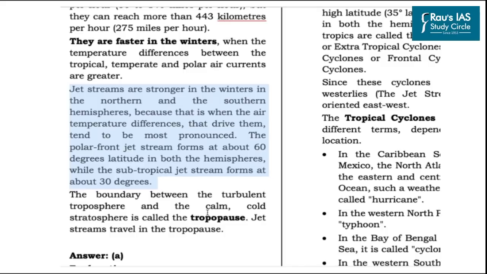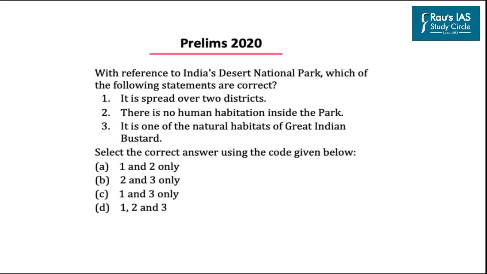And that is why solving a prelims test series as well as having a look at all the solutions of the questions is a very important part of UPSC. With reference to India's Desert National Park, which of the following statements are correct? Statement 1, it is spread over 2 districts. Statement 2 is, there is no human habitation inside the park. And statement 3 is, it is one of the natural habitats of Great Indian Bustards.